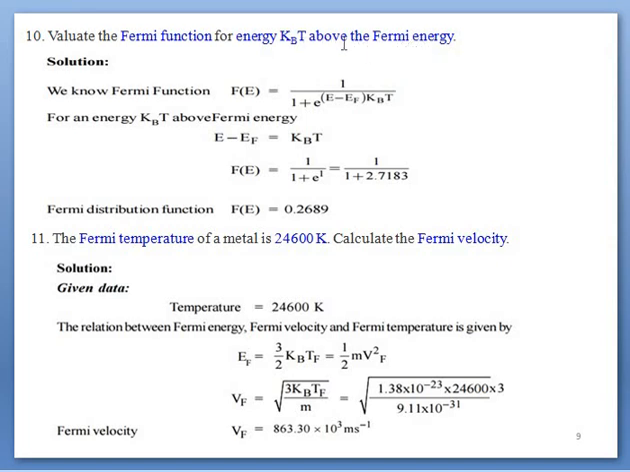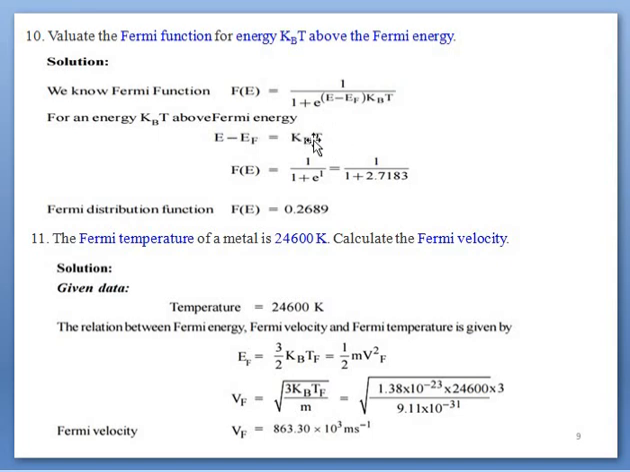kT above the Fermi energy. In other words, E minus EF is given as kT. E represents the energy level above, and EF is the Fermi energy level. So the difference is equal to kT, where k means the Boltzmann constant, kB. We can also keep only k instead of kB.